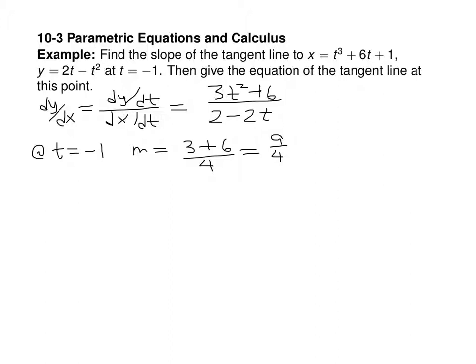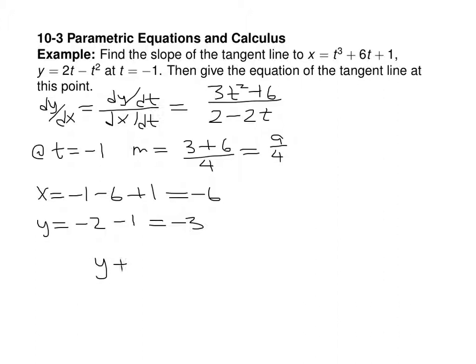And now if we want to find an equation of the tangent line, we need to find the x and the y coordinates at that point. So at t equals negative 1, x will equal negative 1 minus 6 plus 1, or negative 6. And the y will equal negative 2 minus 1, or negative 3. And then the equation of the tangent line is y plus 3 equals 9/4 times x plus 6.